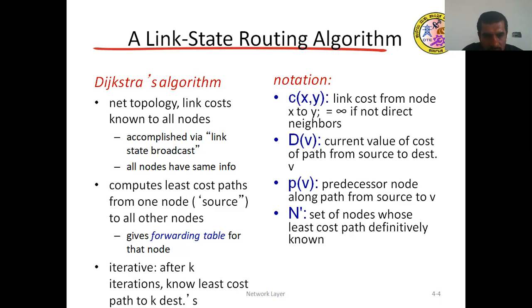It is iterative: after k iterations, we know the least cost path to k destination nodes. We use the notation c(x,y), the link cost from node x to y, which is equal to infinity if there is no direct neighbor. If there is no direct neighbor from the source node to the destination node, or from one node to another node, we denote it as infinity. D(v) is the current value of the cost of the path from source node to destination v. P(v) is the predecessor node along the path from the source node to v. N' is the set of nodes whose least cost path is definitely known.